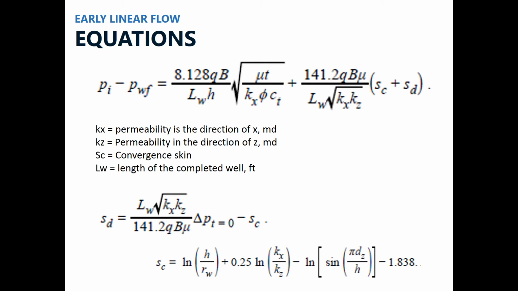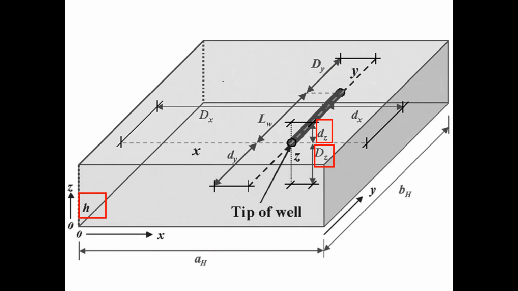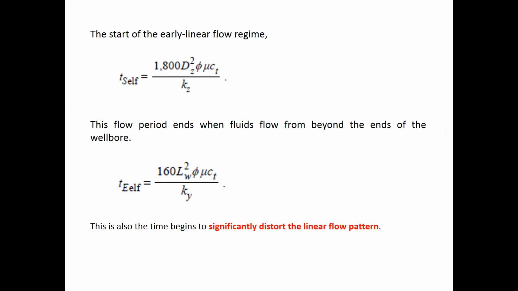The second and third equation are the equation for the skin and the equation for the convergent skin. This diagram shows the difference of h, capital dz, and small dz. This slide shows the equations to calculate the start and the end of the early linear flow region.